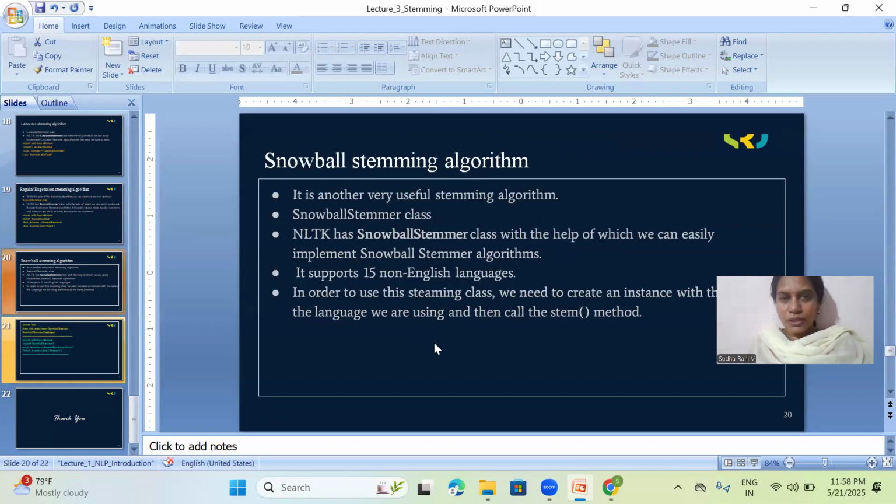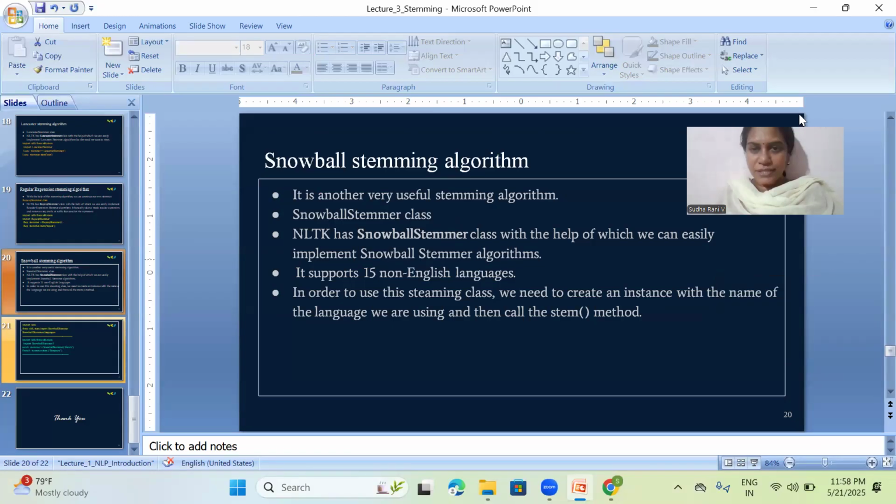And snowball can support 15 non-English languages. In order to use this stemming class, we need to create an instance with the name of the language we are using and then call the stem method. So first we have to define the language I'm using, either Telugu, English, or Hindi, like that. First I have to define the language, then I can import the NLTK toolkit.